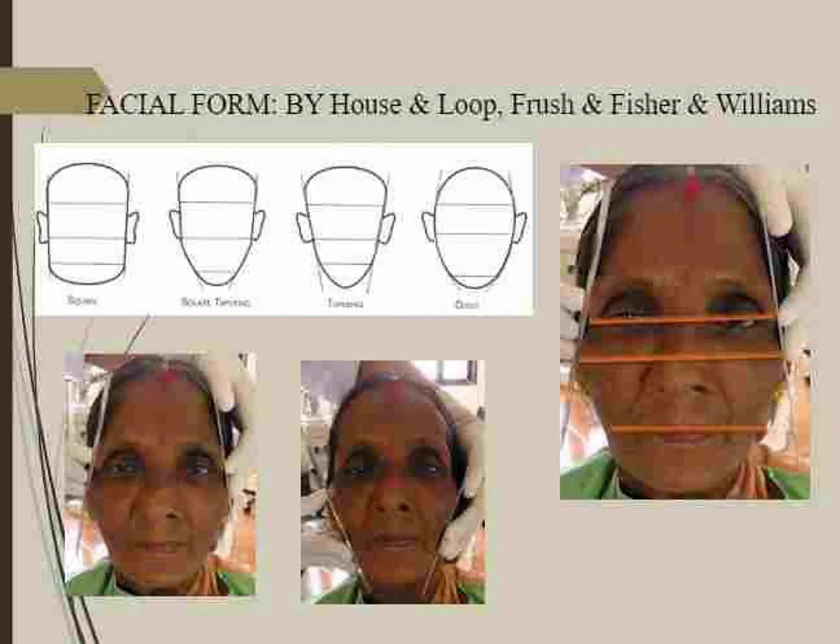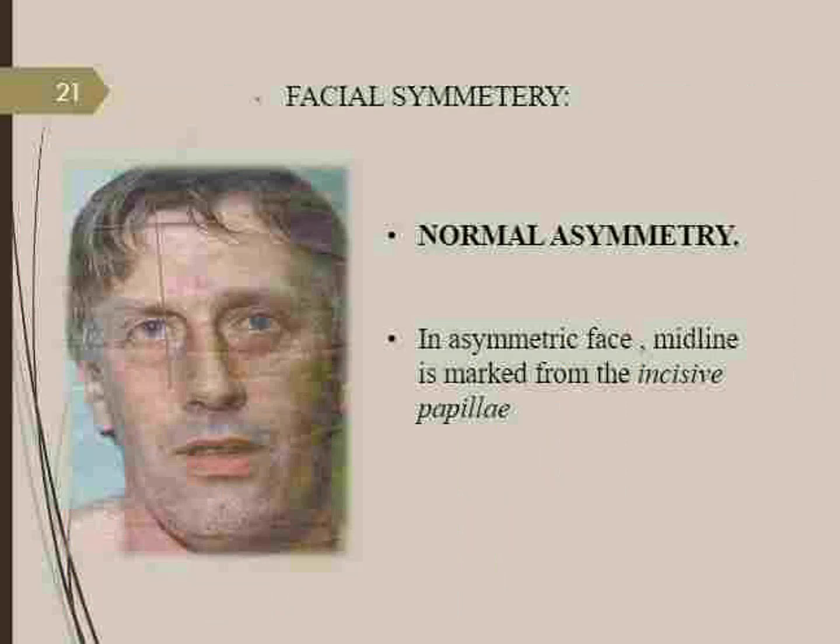The facial form classification was given by Williams. It is called the Williams classification of facial form. You have square, square tapering, tapering, and ovoid. This is helpful in determining the selection of artificial anterior teeth.